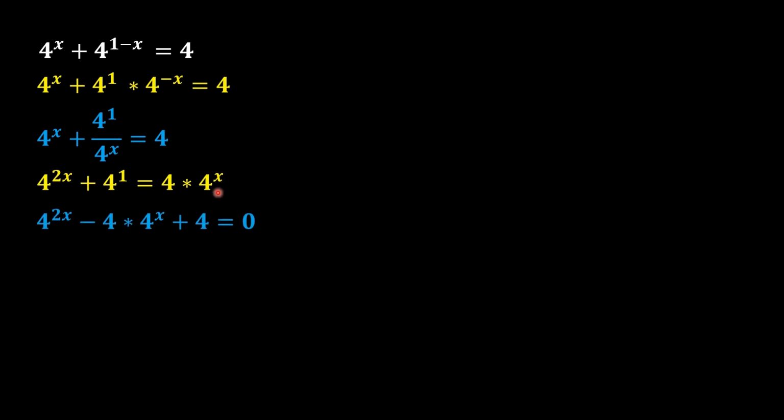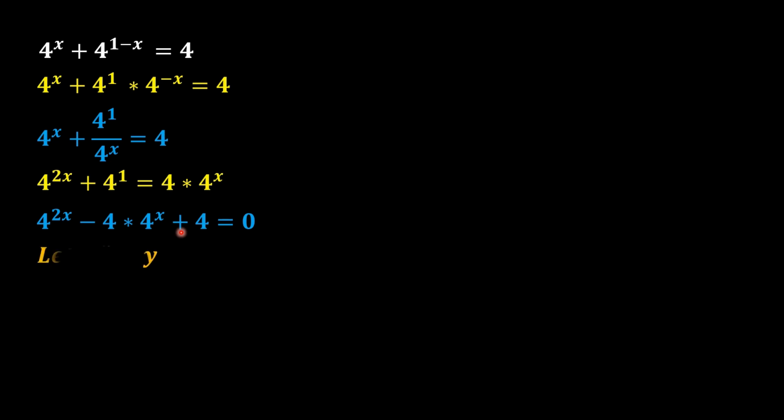Now we should move this 4 into 4^x from one side of the equation to the other side. As a result we get (4^x)^2 minus 4 into 4^x plus 4 equal to 0. Now we should solve this equation, which is a quadratic equation.